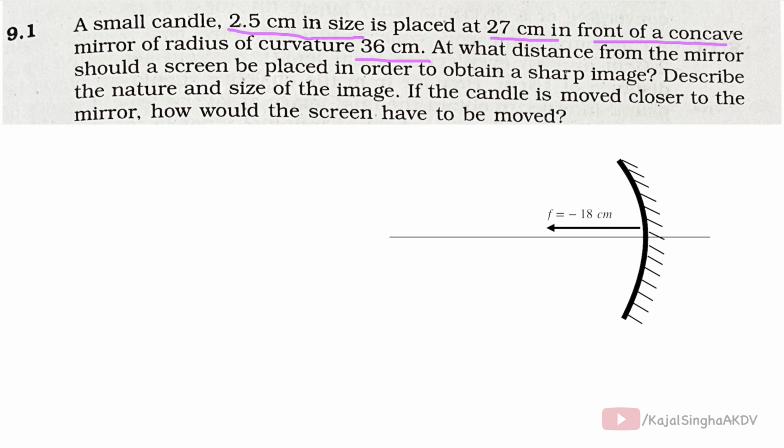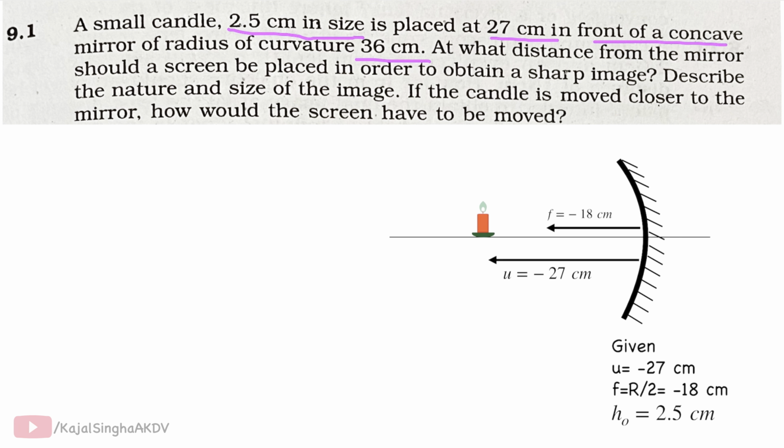Here we can see a concave mirror of focal length f equals minus 18 centimeters, since the radius of curvature of the mirror is 36 centimeter, and an object, that is a small candle, is placed in front of the mirror at a distance 27 centimeter. So here object distance u equals minus 27 centimeter, and focal length of the mirror f, that is R by 2, equals minus 18 centimeters, since it is a concave mirror, and height of the object is plus 2.5 centimeter.